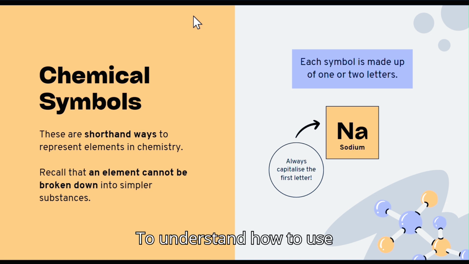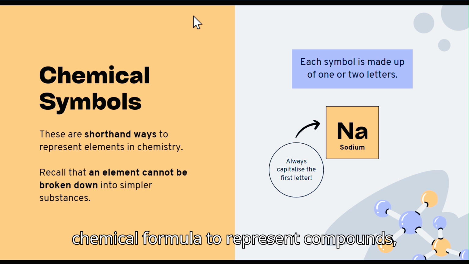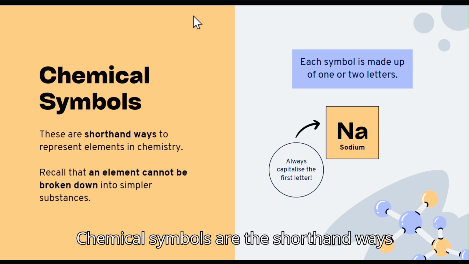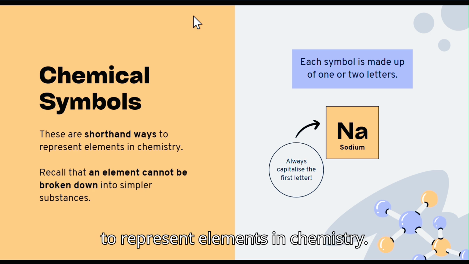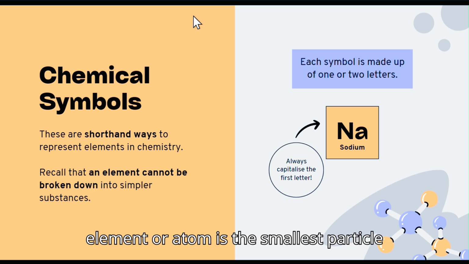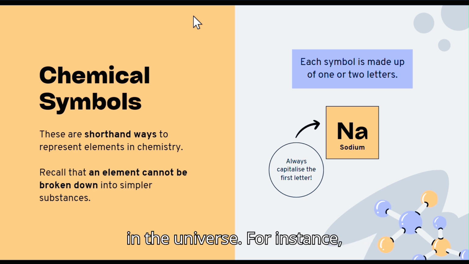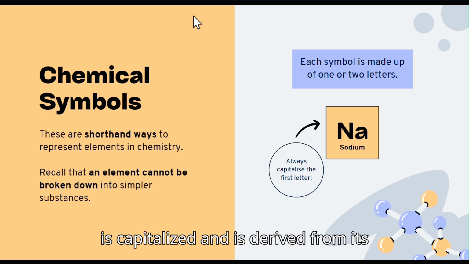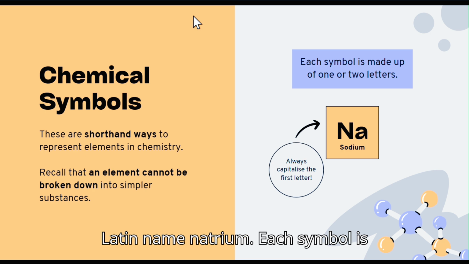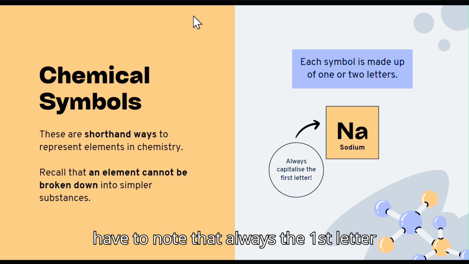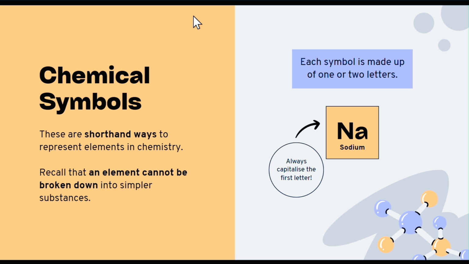Chemical symbols are the shorthand ways to represent elements in chemistry. Recall that an element cannot be broken down into simpler substances because an element or an atom is the smallest particle. For instance, sodium is represented by Na, where N is capitalized and is derived from its Latin name natrium. Each symbol is made up of one or two letters. We have to note that the first letter of a chemical symbol is always capitalized.